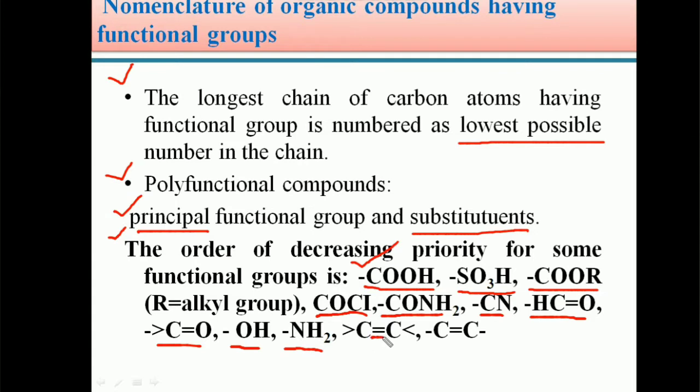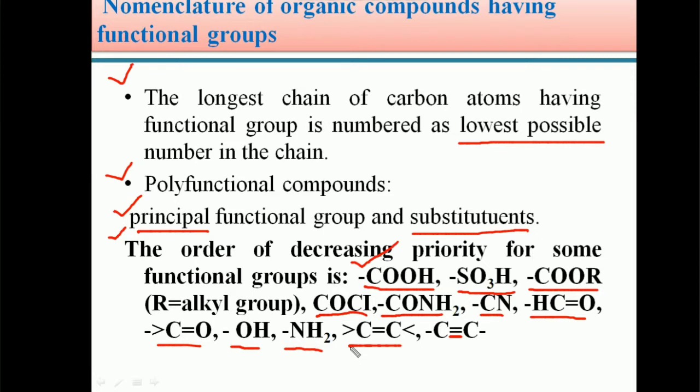Students, here the triple bond is present between these two carbons. This is C double bond C, alkenes. The next priority goes to C triple bond C, because carbon valence is 4, so triple bond plus 1, 3 plus 1 is 4. So students, generally this is the priority order for the given functional groups.